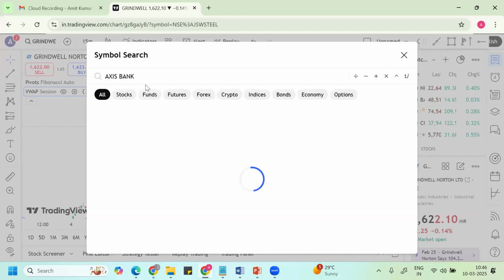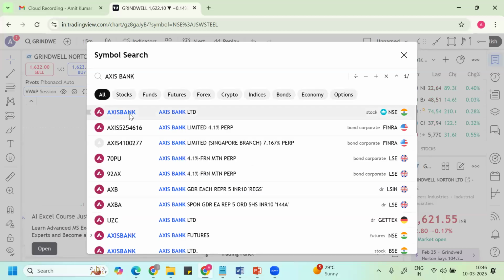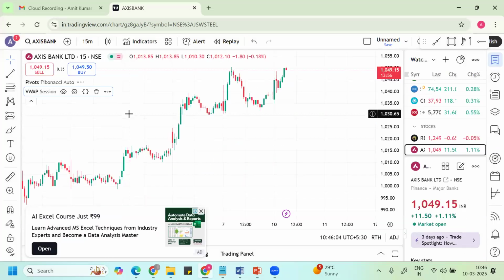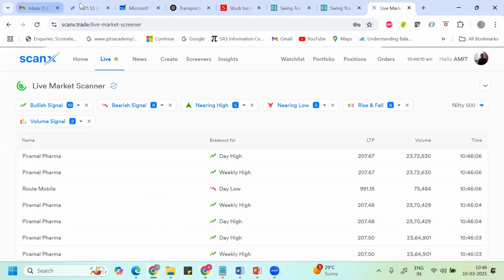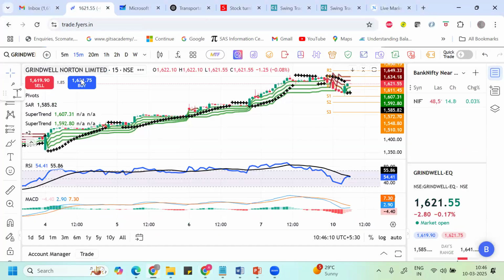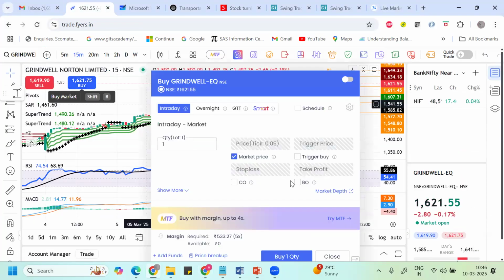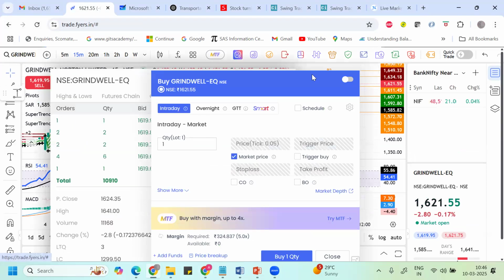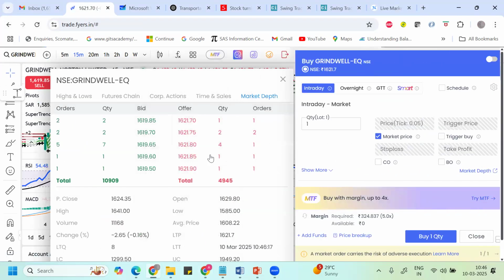In intraday, you don't have to pay 100% of the money. You just need to pay 20% of the money, as you can see with Axis Bank. Whichever stocks you feel look relevant for you, you can check the market depth. You can see how many buyers and how many sellers there are. Here, the green side is the bid quotes.